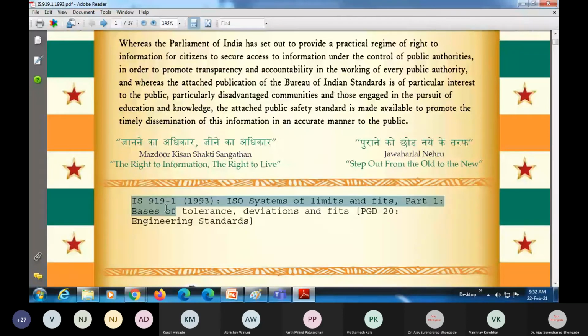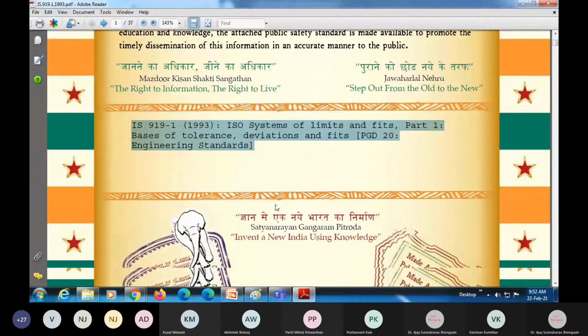Now this is IS 919 1996, ISO system of limits and fits, part 1, basis of tolerance, deviation and fits for the engineering standards. Most of the industries are following this basis to determine the tolerance, right? So when they simply state H7, H8 or H7, G6, 25 H7, they are working out the values from these tables which have been given in this tolerance standard.